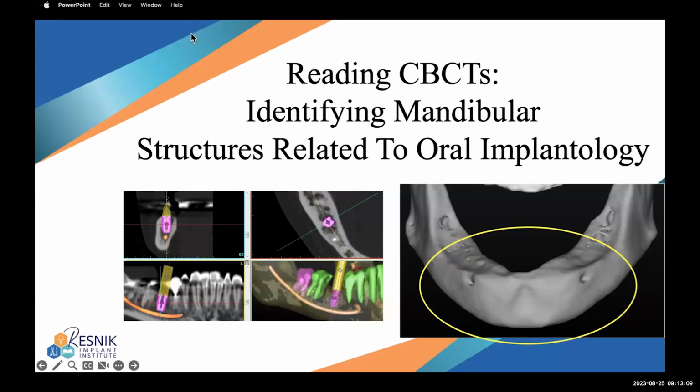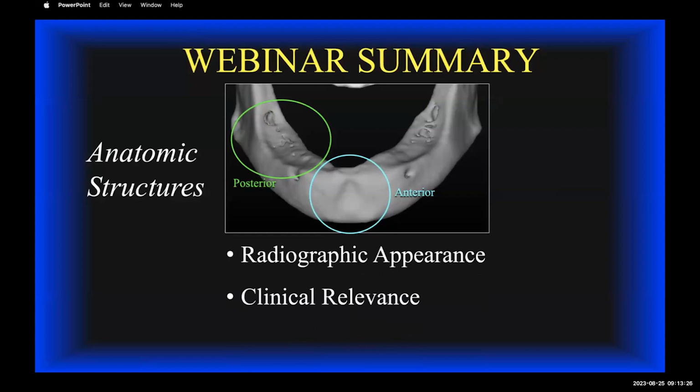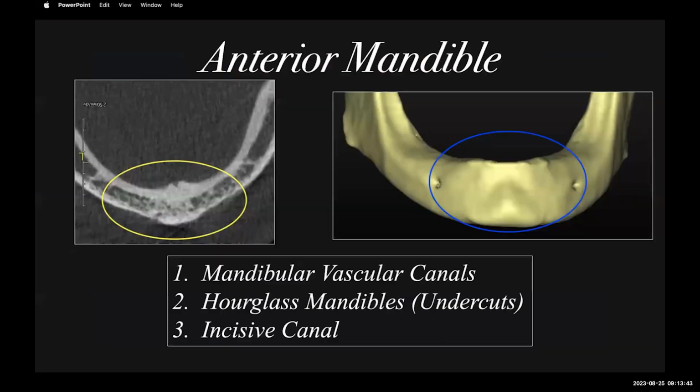So if we look at the summary of how I'm going to do this today, I'm going to break up the anterior and the posterior. And then what we're going to do is go over radiographic appearance of these vital structures. I'll talk about the clinical relevance, how it actually relates to the procedures that we're doing. And then we'll talk about issues that you might have, complications, or how to prevent complications with these particular vital structures. So I have a lot to go through, so let's get right into it.